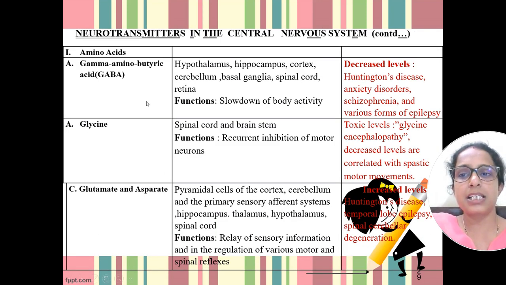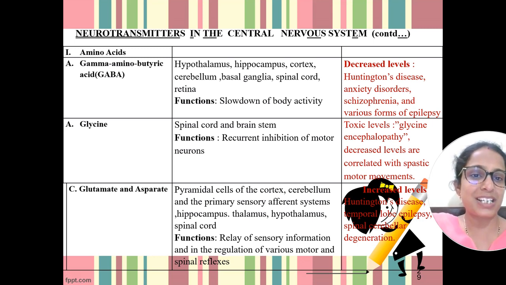So next is amino acids. In amino acids, GABA is the first neurotransmitter, that is gamma-aminobutyric acid. It is present in the hypothalamus, hippocampus, cortex, cerebellum, basal ganglia, spinal cord, and retina. It is responsible for slowing down our activity. Hamari activity ko slow down karta hai.